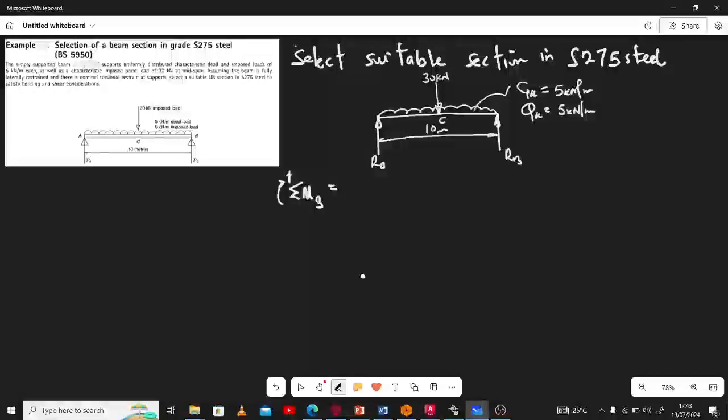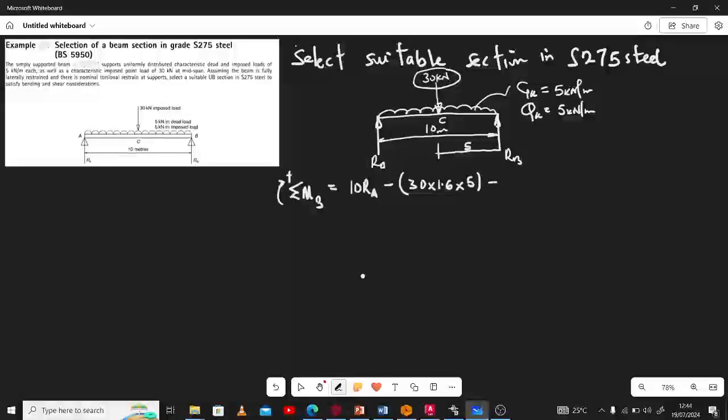Okay, so taking moment at B, we will have 10 RA. That's this force multiplied by the perpendicular distance. All right, and that's positive. That's a sign convention. So we have minus, this is an imposed load, all right, according to the question. So we want to factor in that, multiply by the factor for imposed load, 1.6, and that's still the point load, multiply by the perpendicular distance to B, which is going to be 5 meters away from the midspan of this section. So we have 5 meters.